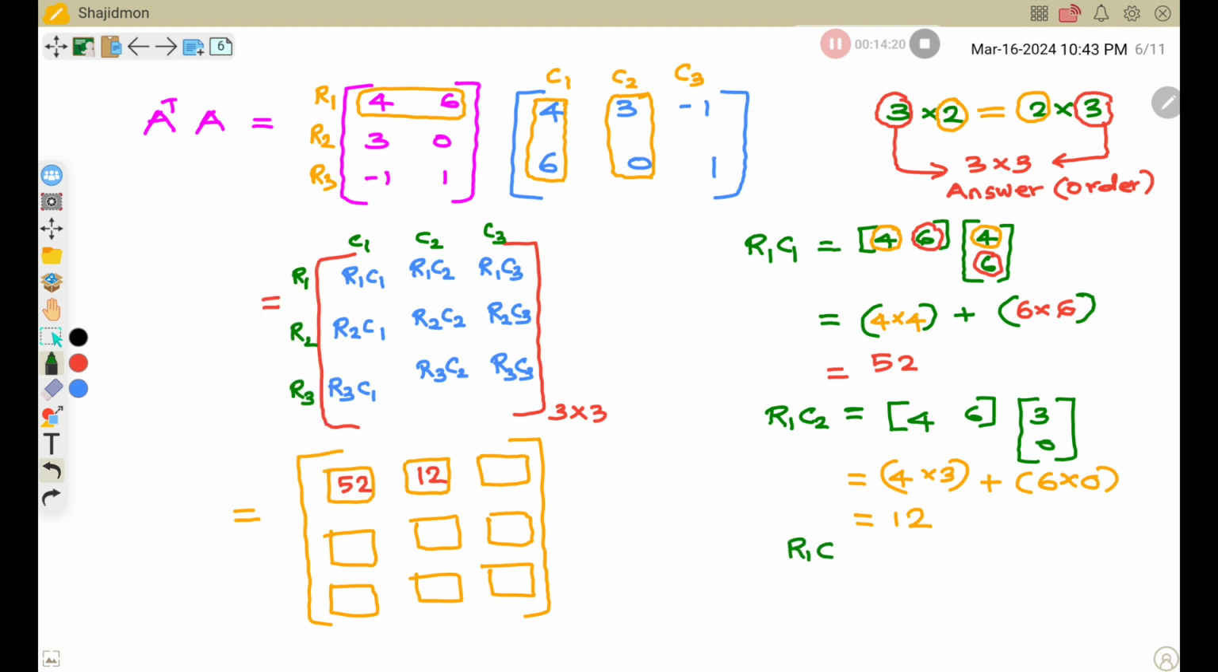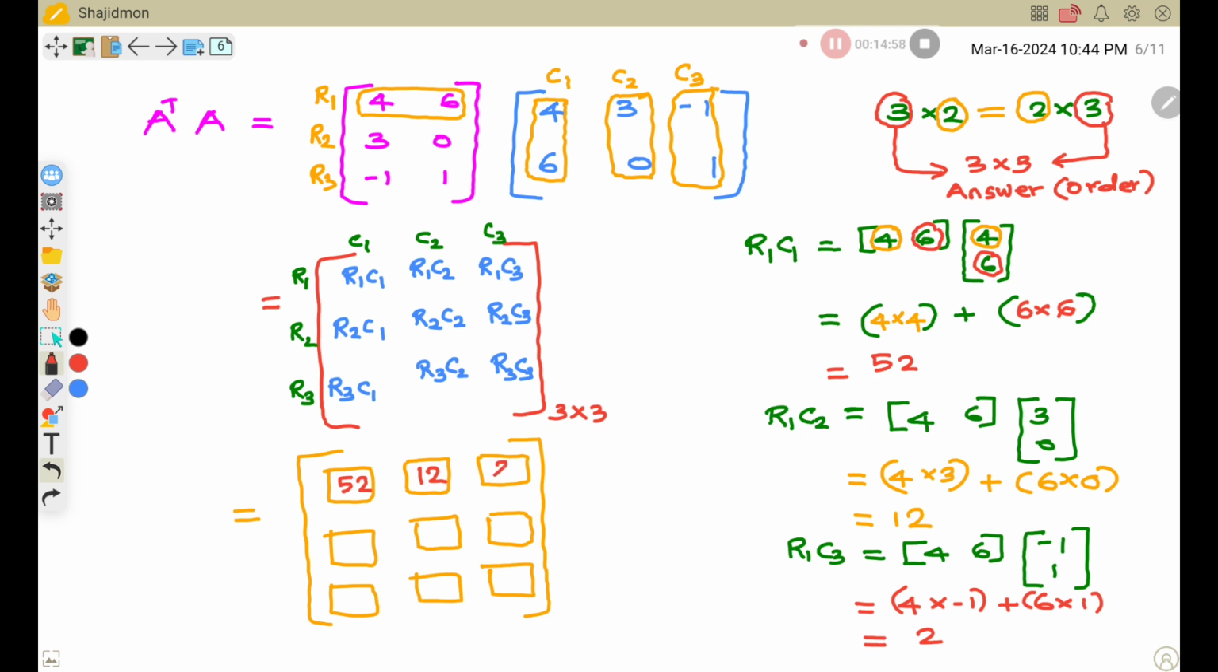Now similar way third number we are calculating. R1 multiply with C3, first row multiply with the third column. What is the first row? Same 4 6, multiply with the third column. Third column means minus 1 and 1, correct? Minus 1 and 1. This is the third column, C3, minus 1 and 1 here. So when we are multiplying, we can check it. The first number 4, multiply first number minus 1 plus second number 6, multiply second number 1. So we will get answer 4 multiply minus 1 means minus 4, 6 multiply 1 means 6. So we will get answer equal to 2. So the third number also we got equal to 2 here.